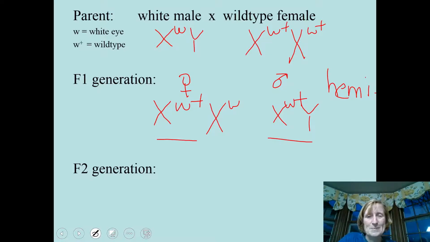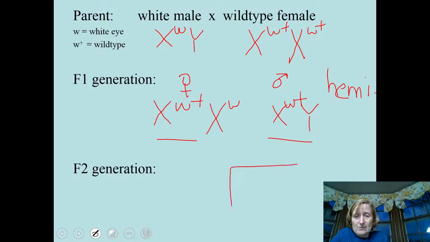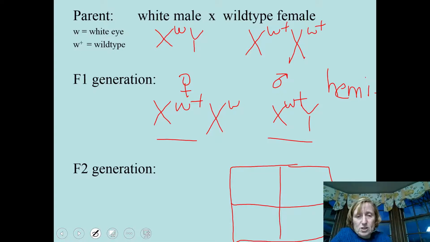It's okay. So now we're going to look at the second generation to see if we get the same result as what Morgan got, right? Let's take a look. Now, we might have to draw a Punnett square for the second generation, and I'm going to have trouble fitting it in, I think. You guys might have to do a better job than me. I'm going to draw in my Punnett square.